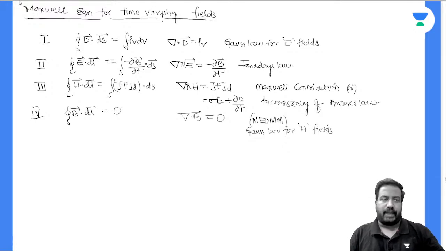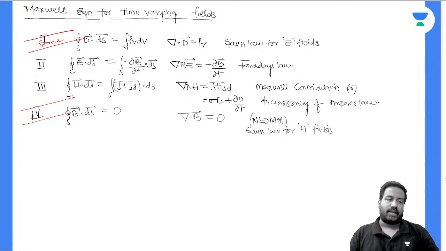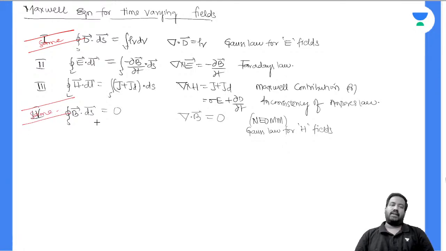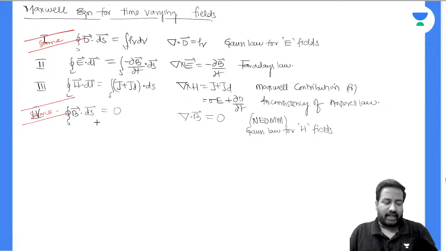Now if you compare static fields and time varying fields, equation 1 and equation 4 are the same. Dot products are the same, cross products are changing. The first change that we got is static electric field is conservative but not time varying electric field, and Ampere's law is only consistent for static fields. In time varying fields, Ampere's law is not consistent. We need to add some more term called displacement current density, the current that can fly in air.